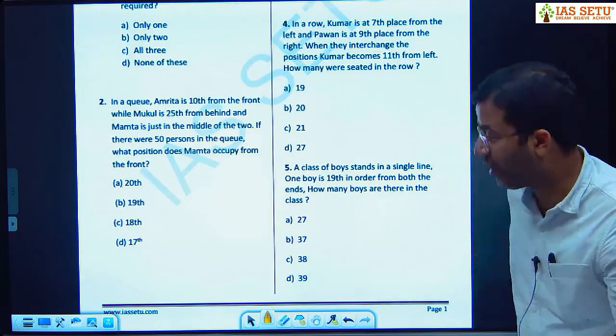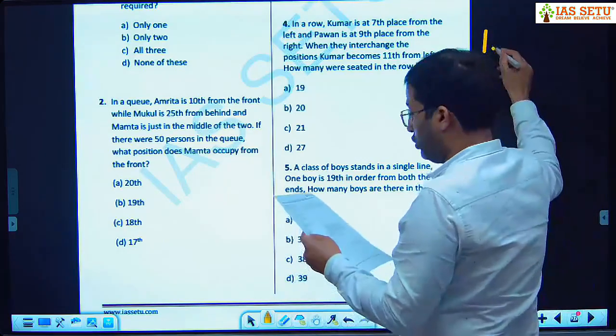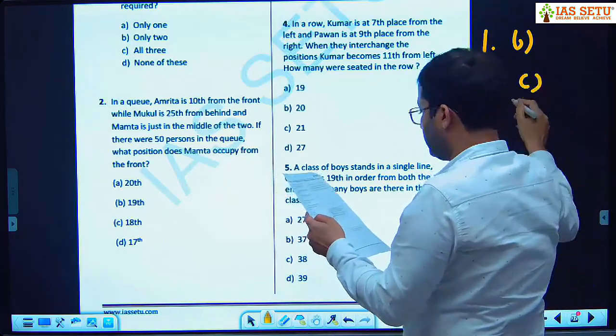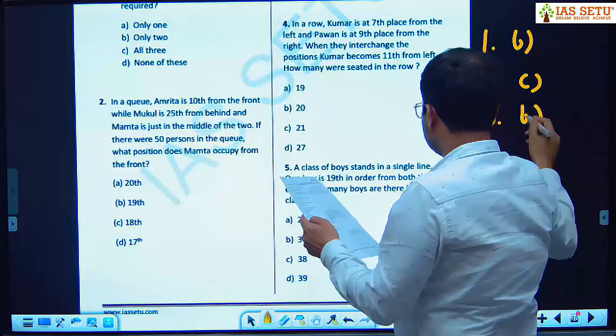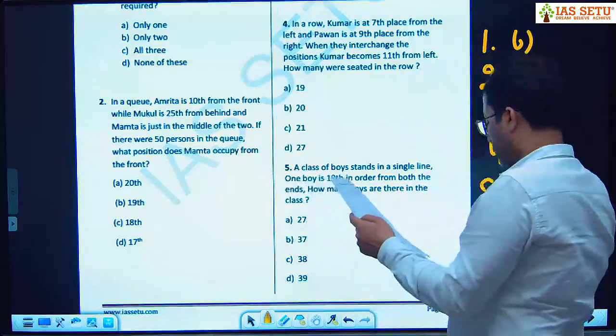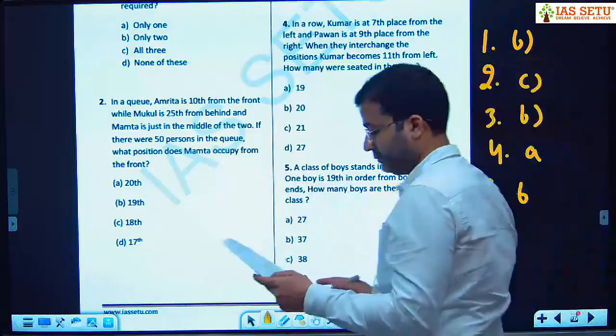Okay, fine. I give the answer. Question number 1 answer is B. Question number 2 answer is C. Question number 3 answer B. Question number 4 answer A. Question number 5 answer B.